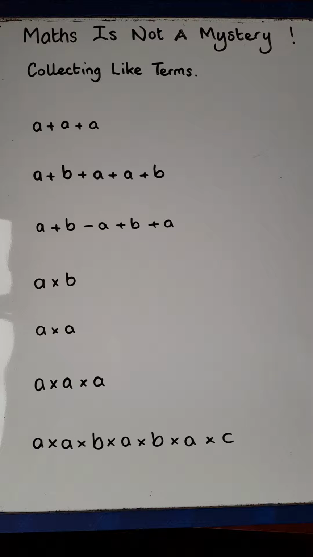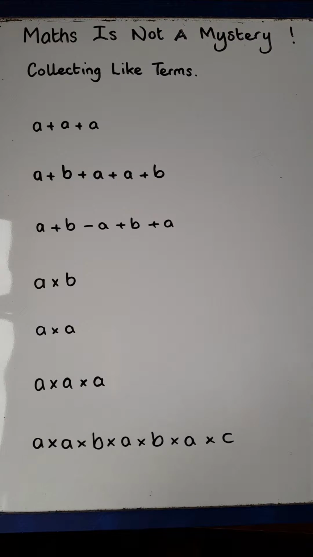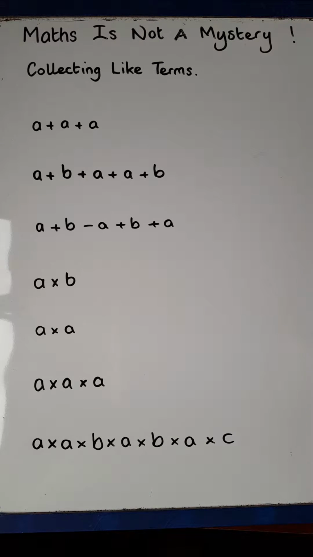Today we're going to be looking at collecting like terms. It's an algebraic system, and collecting like terms means collecting together all the things that are the same as each other. Like terms actually means terms. Each one of these letters, or a number if you have a number, is a term. Like terms are the ones that are like each other.